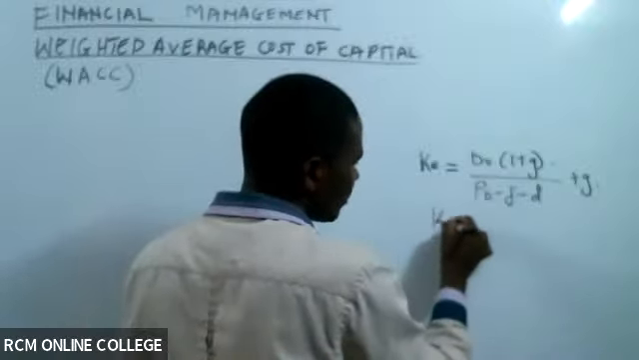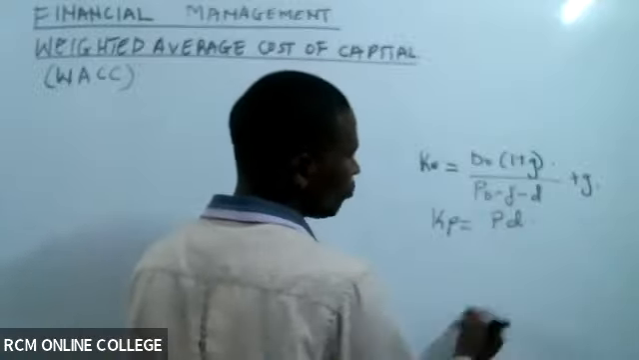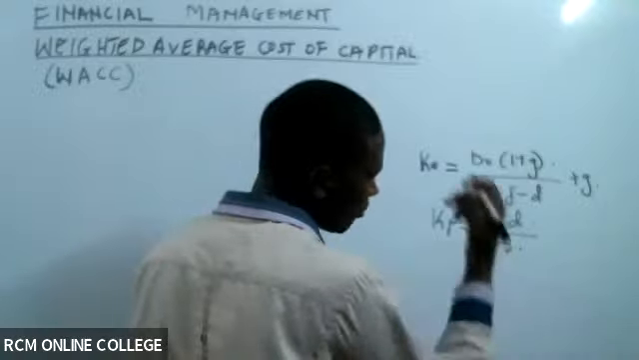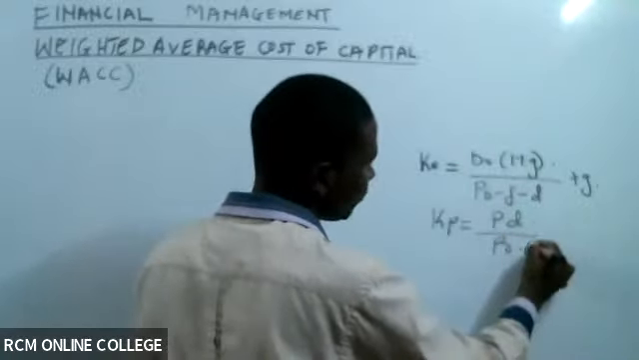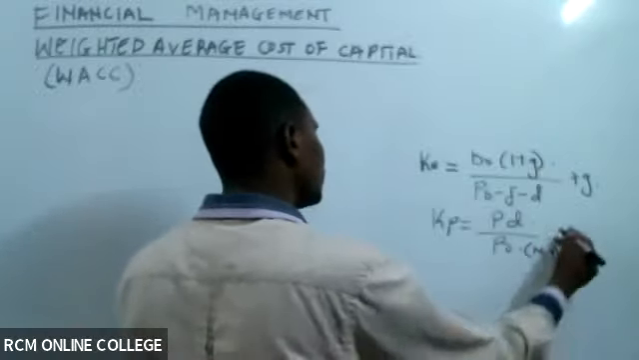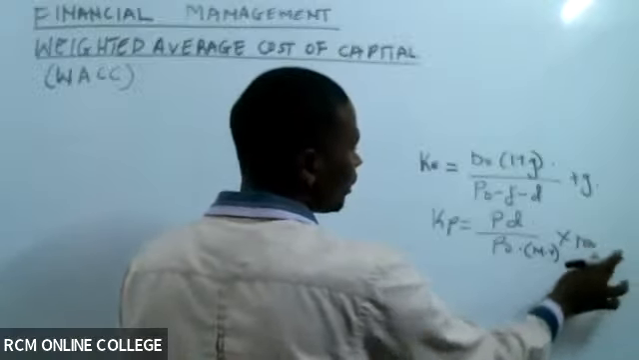Then KP is simple. It's given by preference dividend, I'll show you how to compute preference dividend, divided by P0 or the MV. MV is the market value. P0 represents the market value, and that is done. Then you multiply by 100 to make it a percentage.